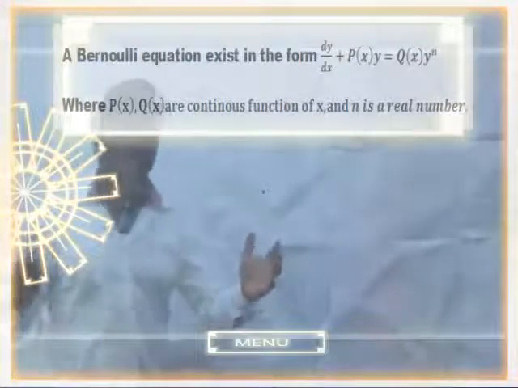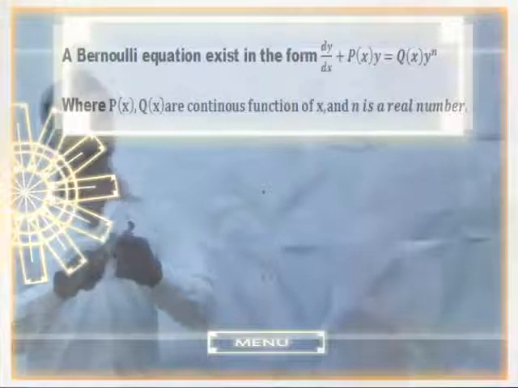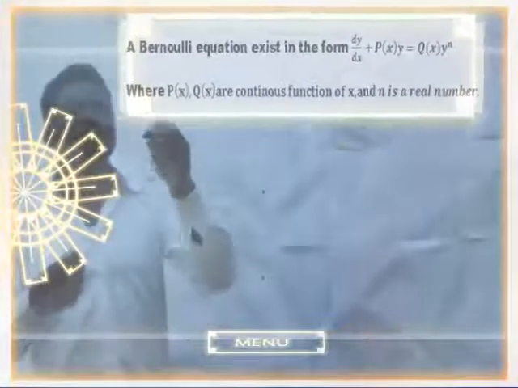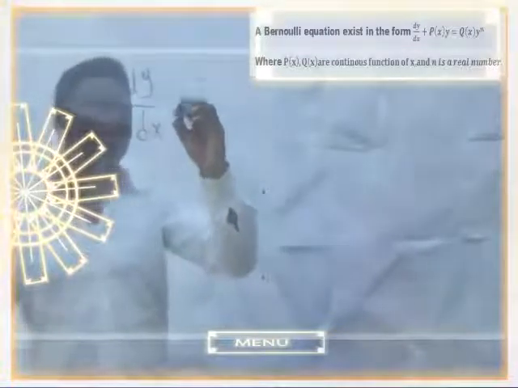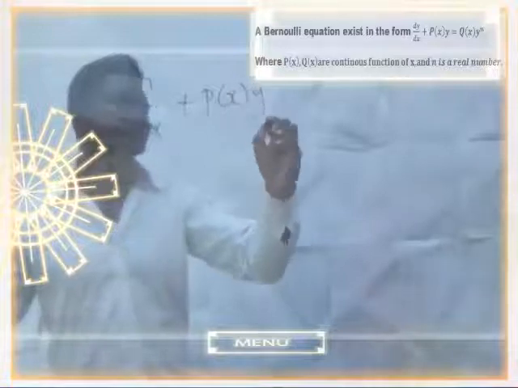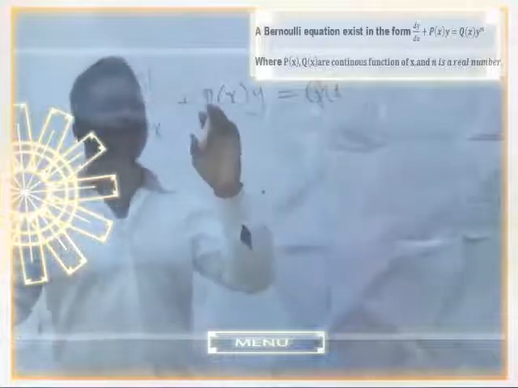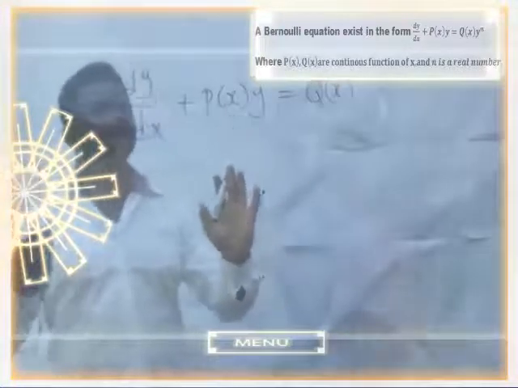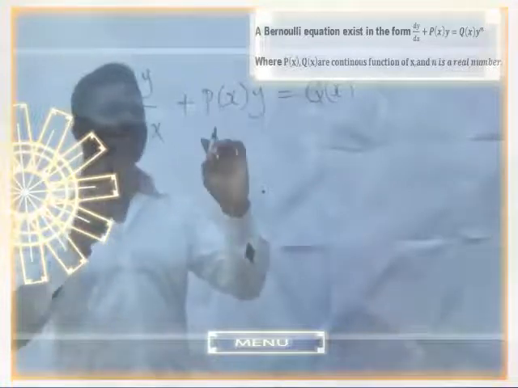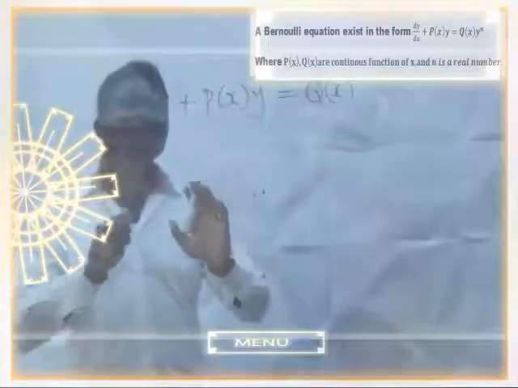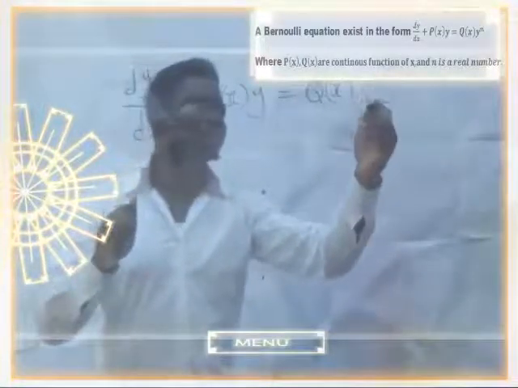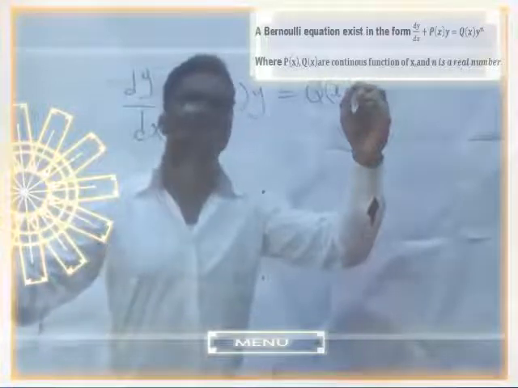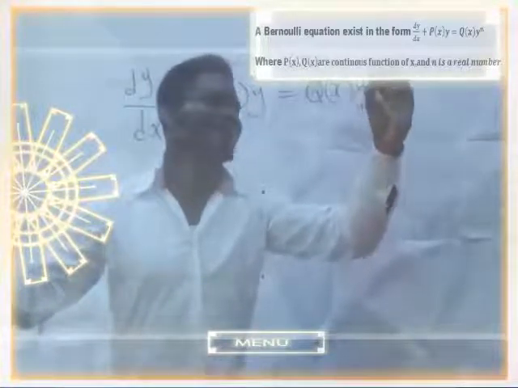Now, if you observe carefully, in the previous class we said that dy over dx plus p of x times y equal to q of x is the linear form, the first order linear differential form. Bernoulli's equation is just having your y variable, your dependent variable, to a certain power.